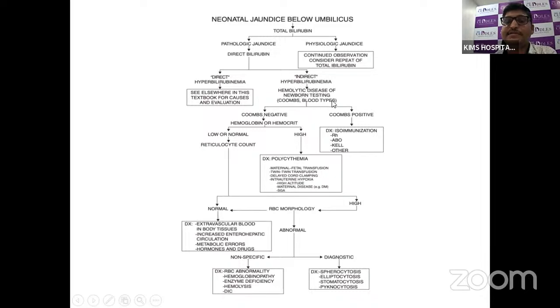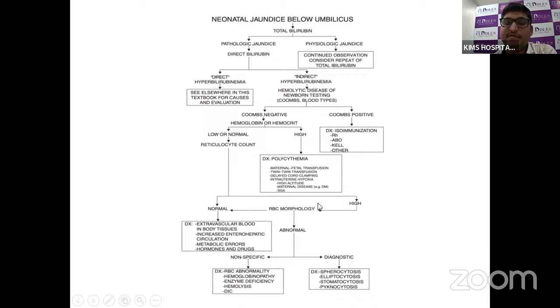hemolytic disease should be evaluated first. So we have the CBC and blood grouping and typing. If the direct antiglobulin test or Coombs is positive, then look for the isoimmune disorders and treat them accordingly. In case of Coombs negative and hemoglobin low or normal, look for the reticulocyte count. If the reticulocyte count is normal, then look for extravascular blood, increased enterohepatic circulation, metabolic errors, and drugs.